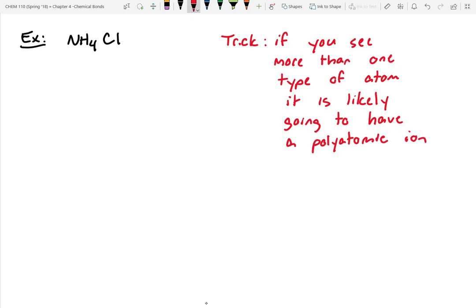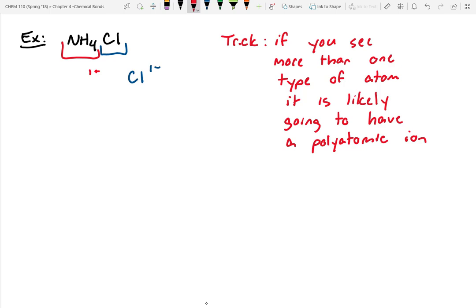At least in this class, we're not going to get into the more complicated examples. So for example, in this one, we've got nitrogen, hydrogen, and chlorine. That means there's got to be some combination of atoms forming a polyatomic ion, right? So if we look at this really quickly, I could say, well, we've seen chlorine quite a bit. Chlorine, we know, is always -1, right? So immediately I could say, this is Cl1-. That means this leftover chunk must have a 1+ charge, right?